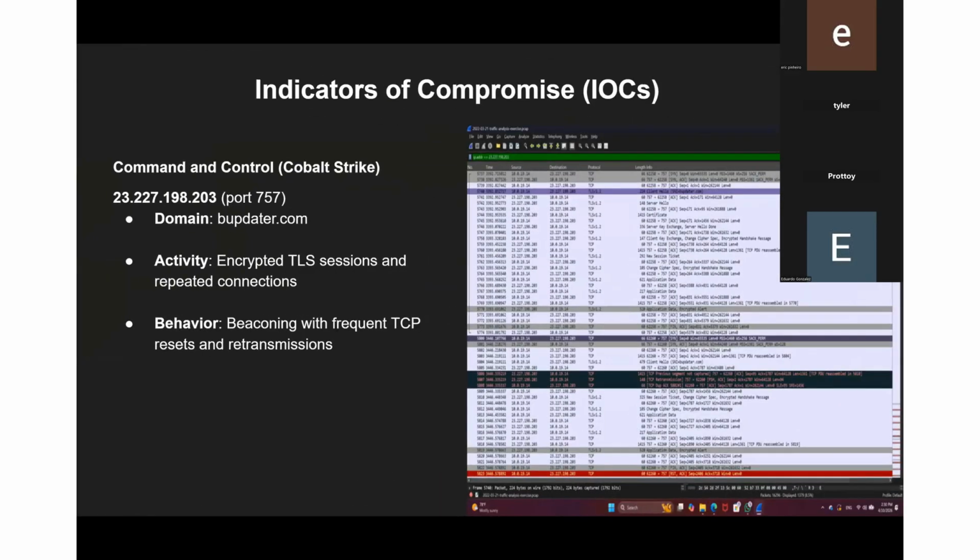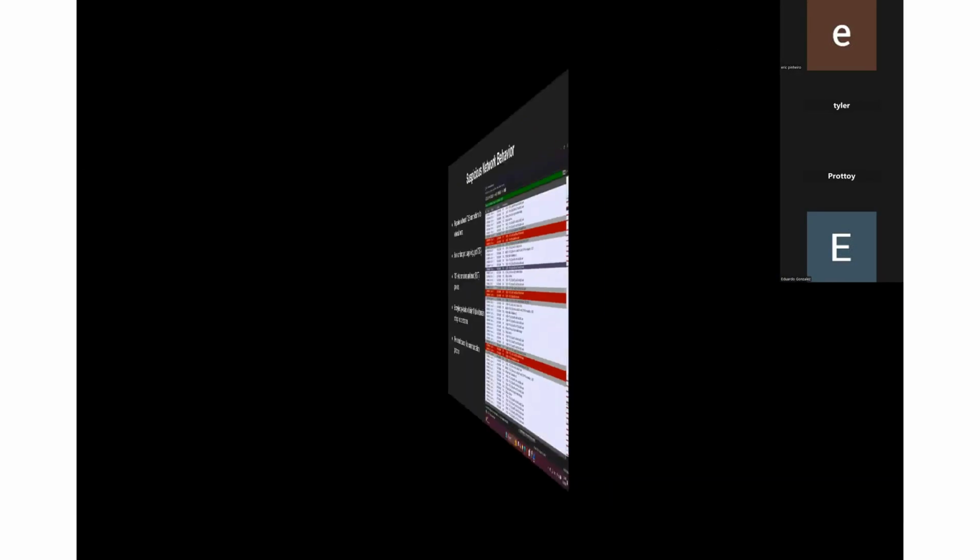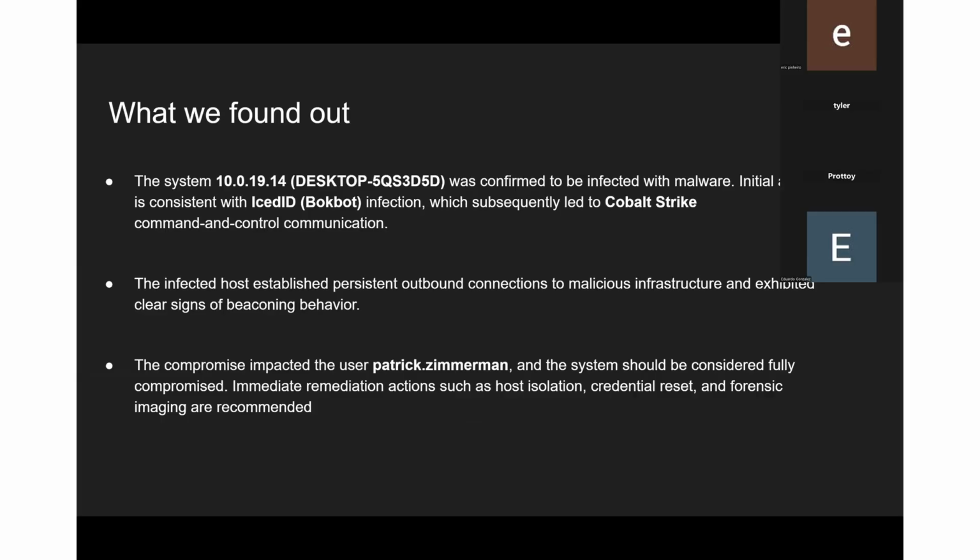Looking at the traffic exercise, we see a screenshot of these exact TLS sessions. The logs highlight the specific encrypted handshakes occurring between the endpoints. Key indicators of compromise include malicious traffic to 23.227.198.203 over port 757. We also identified the suspicious domain bubdata.com alongside frequent TCP resets. What we found is that the desktop was severely compromised. The initial IcedID infection was subsequently followed by Cobalt Strike communication. Immediate remediation actions such as forensic imaging are recommended.